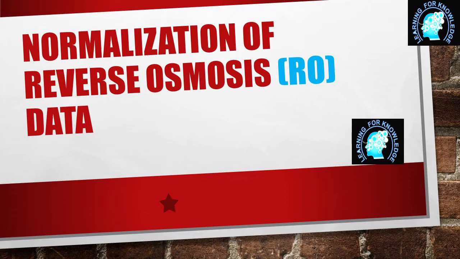In this video we will describe what normalization of data is, and in the case of reverse osmosis, which three important parameters must be normalized so we can assess the performance of reverse osmosis. If any problem arises during operation, we can easily determine the problem and resolve it well before something big happens in the operation of reverse osmosis.